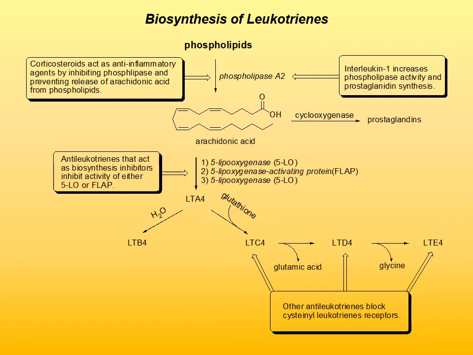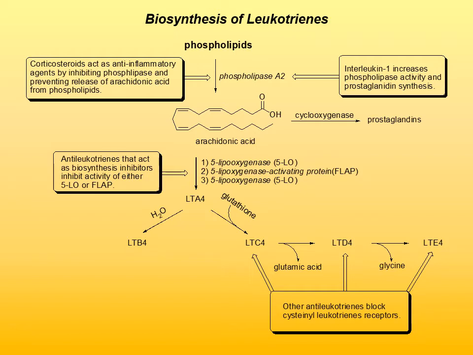There are medications that affect the biosynthetic pathway of leukotrienes. So, for example, corticosteroids inhibit inflammatory response. They act as anti-inflammatory agents by inhibiting phospholipase A2 and preventing release of arachidonic acid from phospholipids. That completely stops the lipooxygenase pathway. On the other hand, interleukin-1 increases phospholipase activity and prostaglandin synthesis.